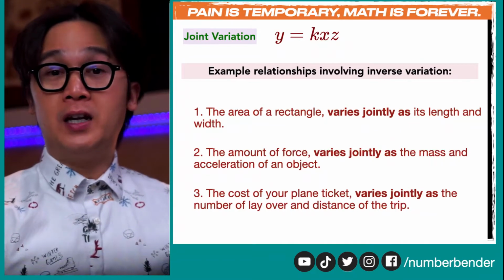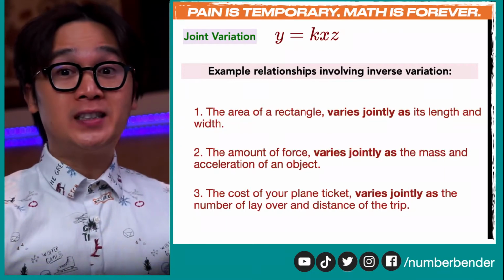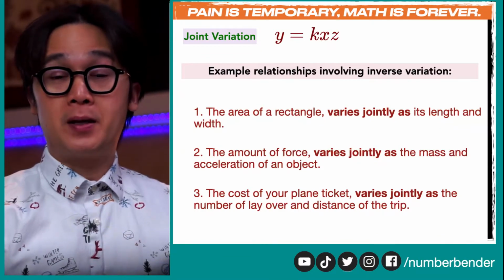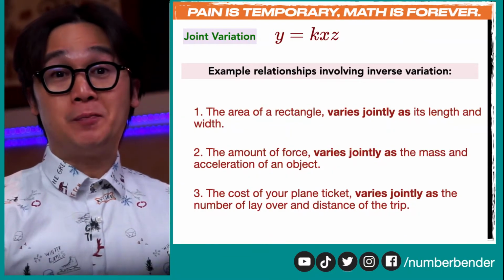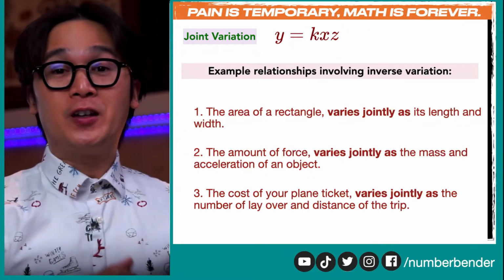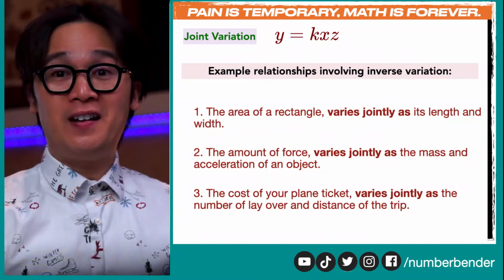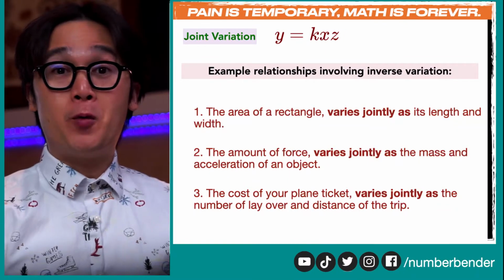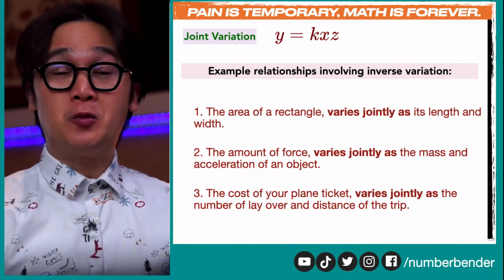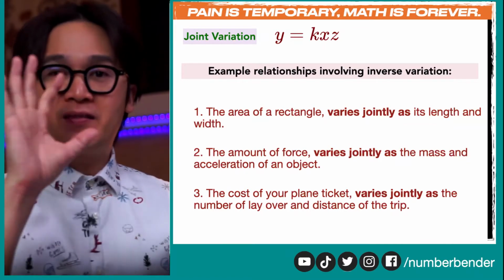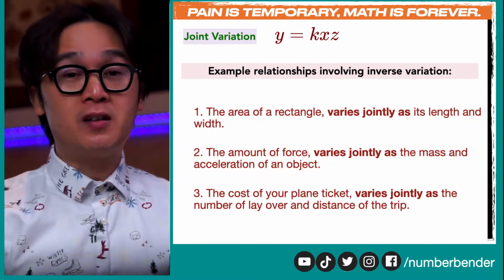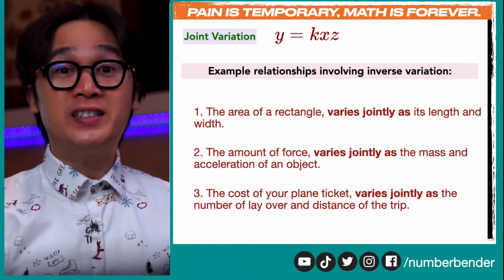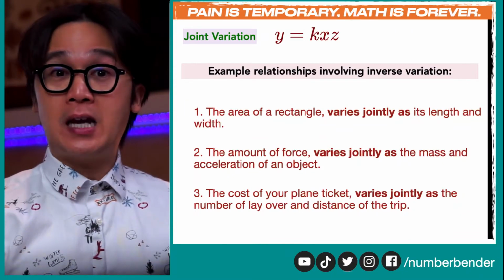Another type of relationship would be the cost of your plane ticket varies jointly as the number of layovers and the distance of the trip, because how expensive or cheap your plane ticket is depends on the number of layovers and of course the distance, or how far you're going to fly from point A to point B, which determines how much you would pay. So these are some examples of real life situations that we can associate joint variation with, so that we will have an idea of how to tackle word problems involving this type of relationship.